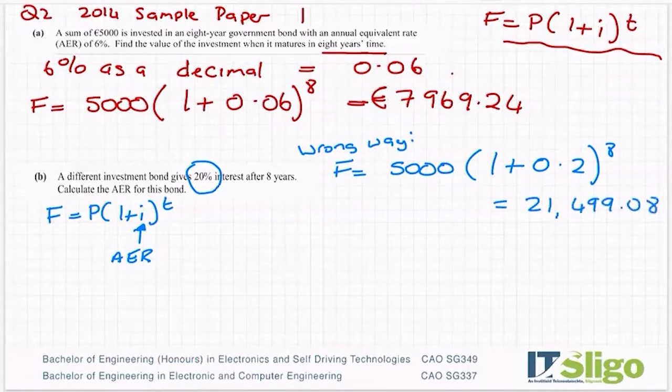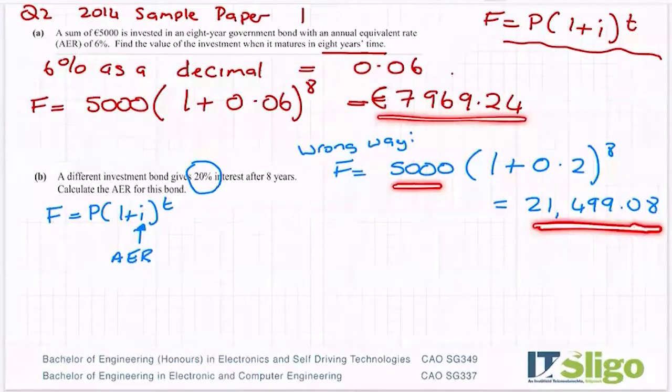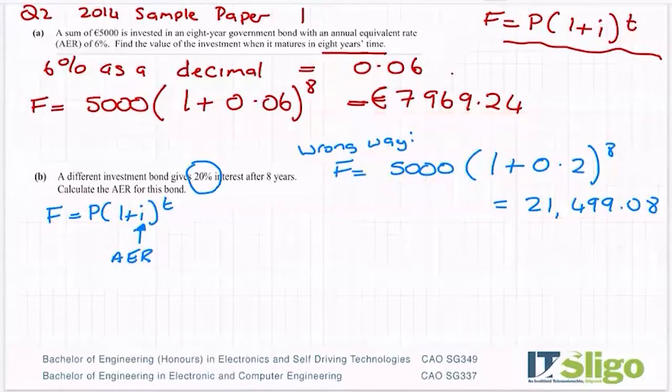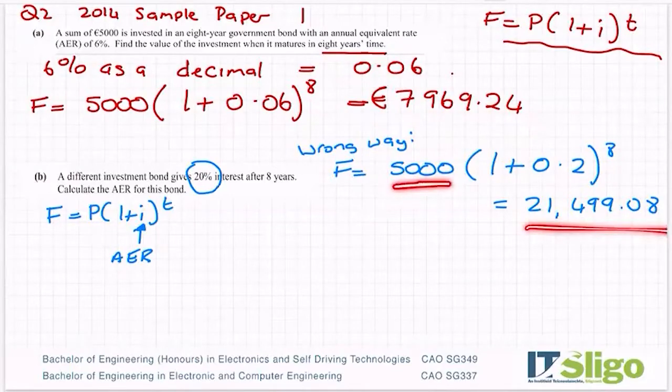21,499.08. Now, I can guarantee you there's no bank in the country that'll give you €20,000 for your 5,000 after 8 years. Okay, that's a really good savings account. This one, not a chance. Okay, so that's not going to happen. Okay, so when you get a really big number like that compared to what you started with, you know you've done something incorrect. Okay, and the bit that's incorrect is the 20%.